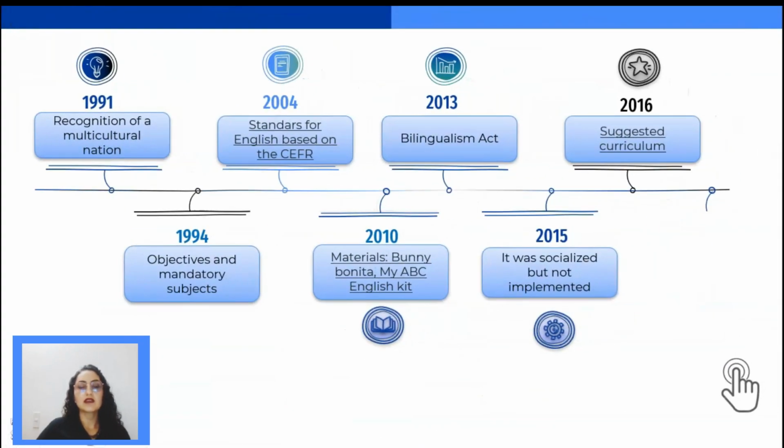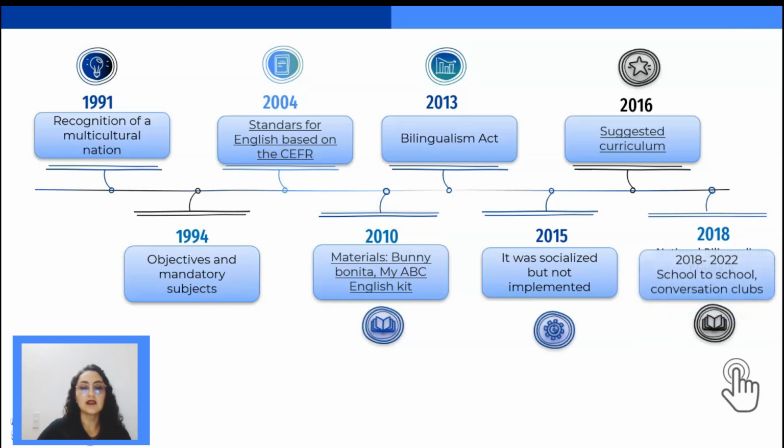Finally, in 2018, the second version of the National Bilingualism Program was established. This program aims at improving initial teacher training at the normal schools through a project called School to School. It is a project that involves collaborative work between normal schools and non-official schools with a high level of English.